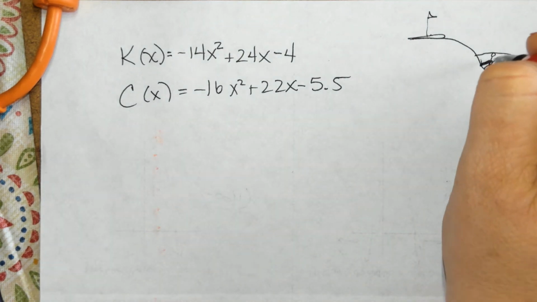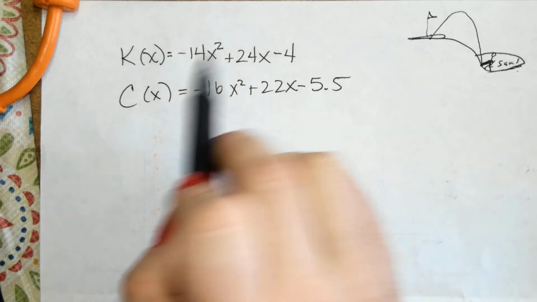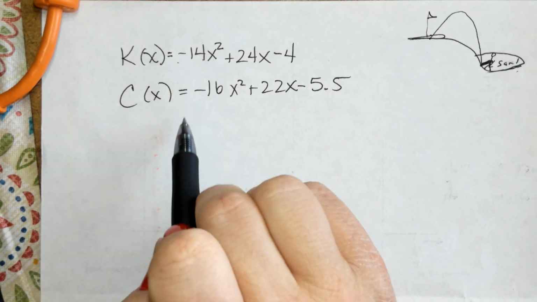So the projection of the ball, if done right, they're going to swing upwards and the ball is going to go something like this. That's why we have a parabola that's opening downward.